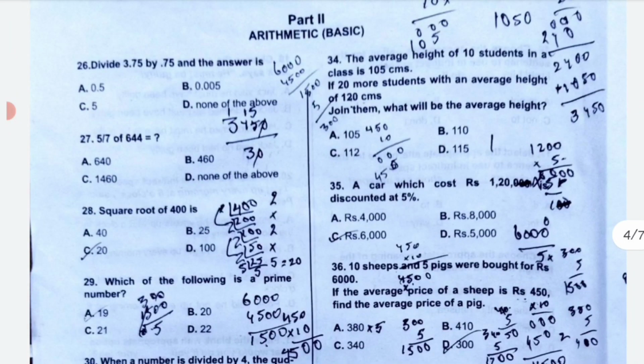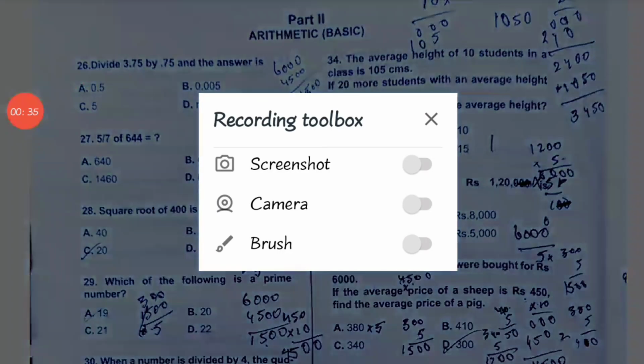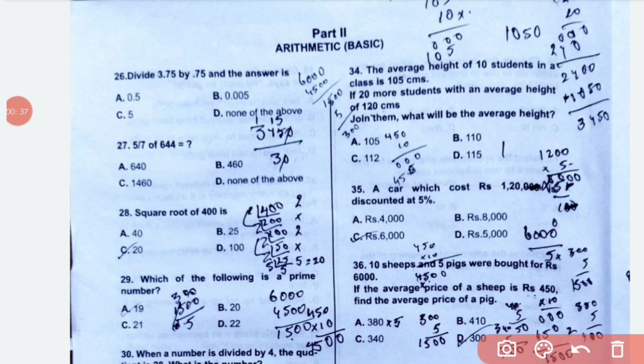No question, okay. Arithmetic. Divide 3.75 by 0.75 and the answer is 5. Question number 27, 5 by 7 of 644 is 460. Square root of 400 can be 29.